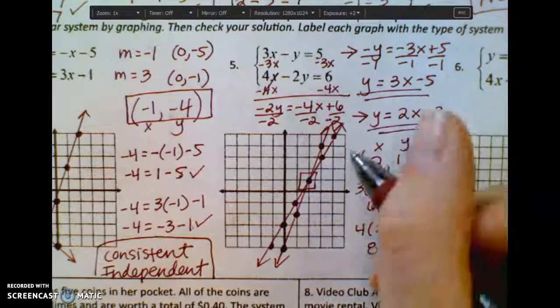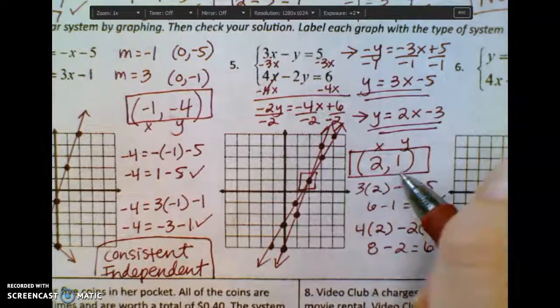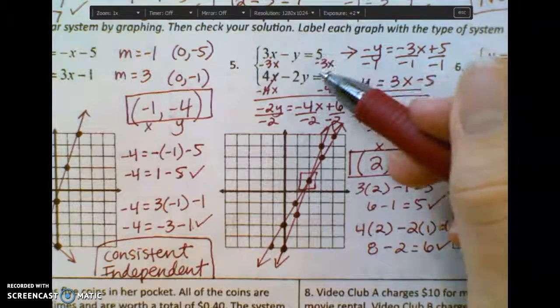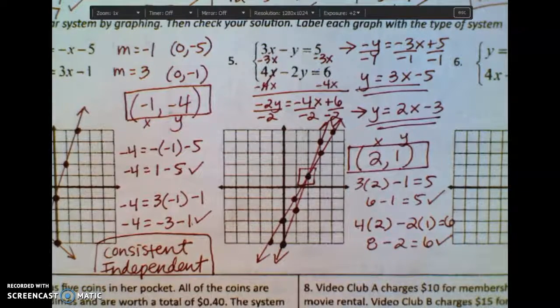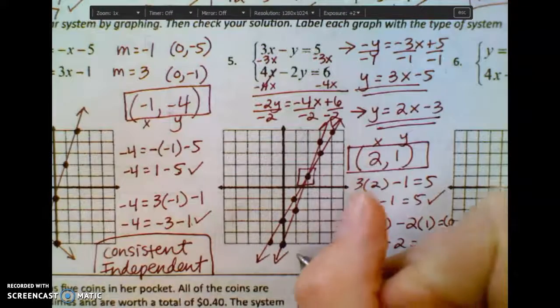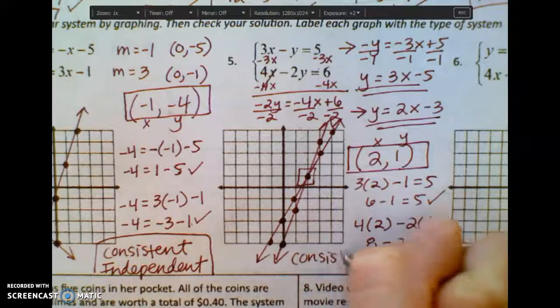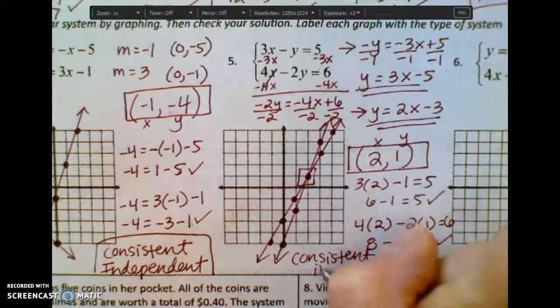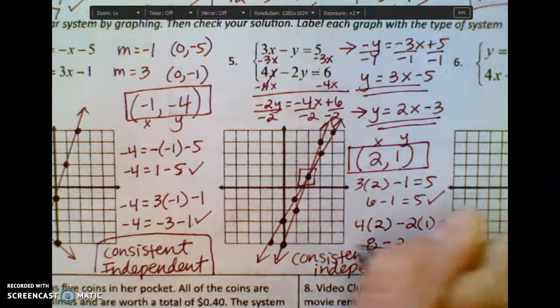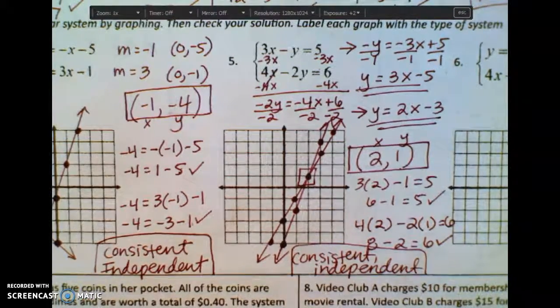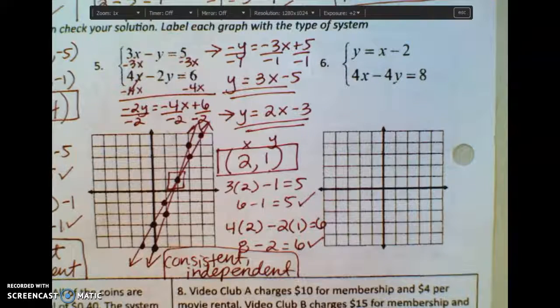So that means that this point is a solution to this system. Now we just need to label. Well, if I have one solution, that means it is consistent and independent. So that is how we will label it. I want you to try the next one. Graph it and then find the solution.